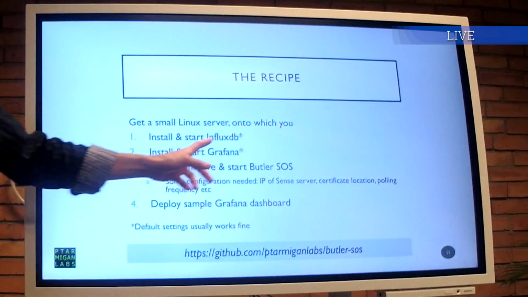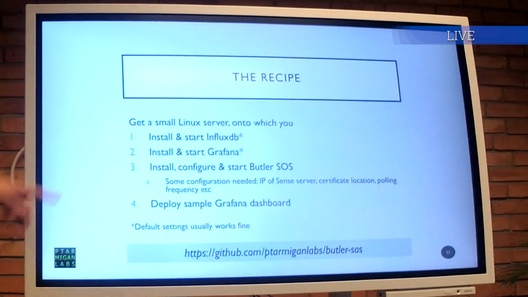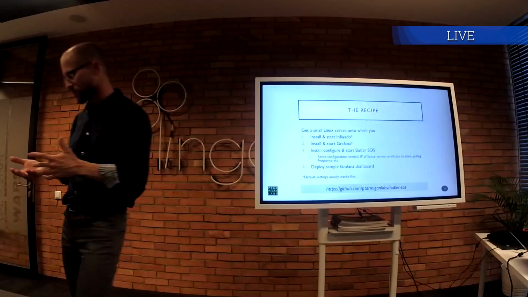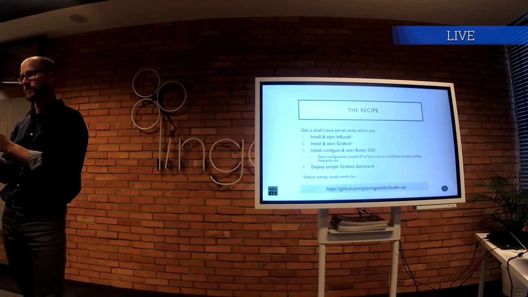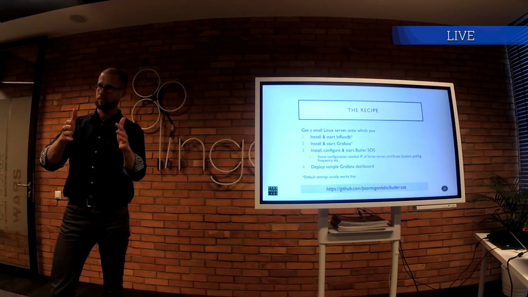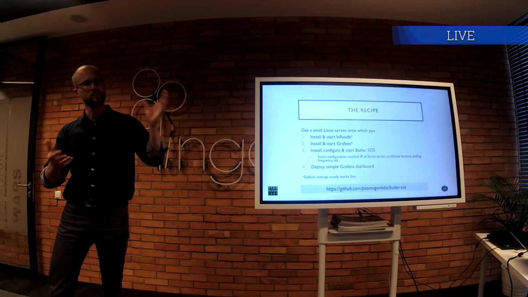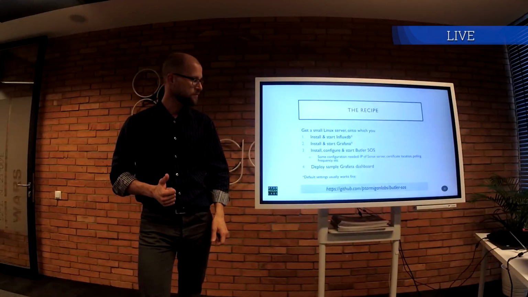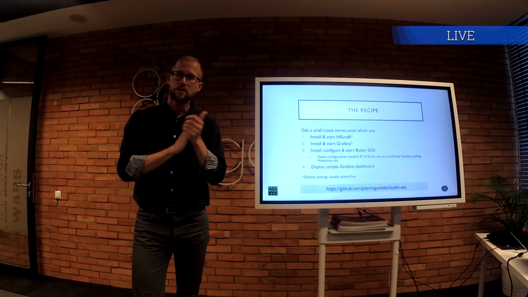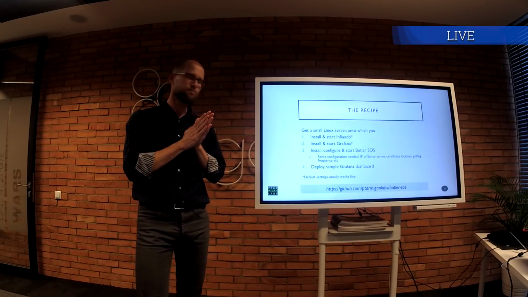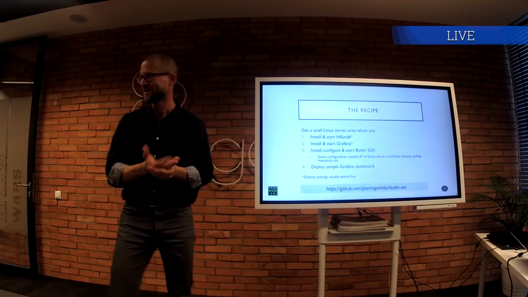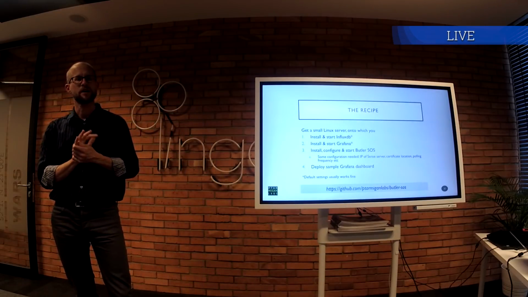You install Butler and start that. And with Butler you need access to certificates, so security certificates that you get from your Sense environment. They're used for authentication. They will allow the Butler SOS software to talk to Sense effectively. And create some Grafana dashboards like the ones we looked at. And that's it. Everything's simple once you know how to do it, right? But it's reasonably straightforward.